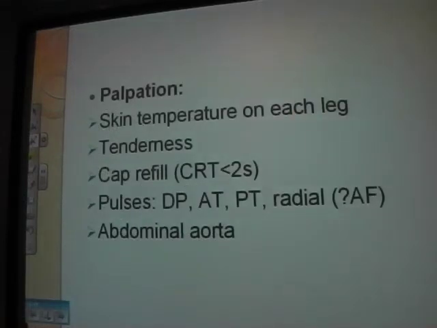Alright, so palpation. So you're palpating for the skin temperature, and you're doing that with the back of your hands and compare each leg. So you're palpating for tenderness, capillary refill, the pulses. So these are the main pulses that you would do in a vascular examination. And even if it's a lower limb examination, you'd also offer to take the radial pulse, because patient may have AF, and that can be indicative of embolic source for the lower limbs as well.